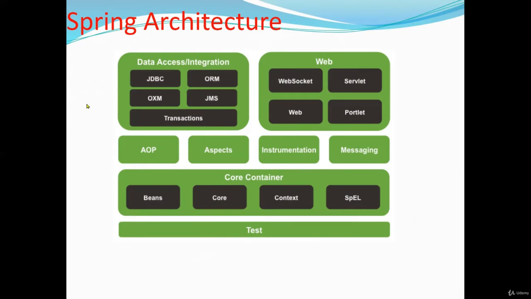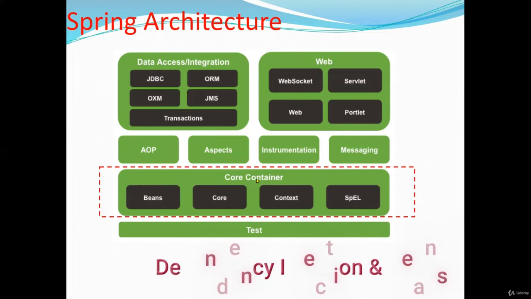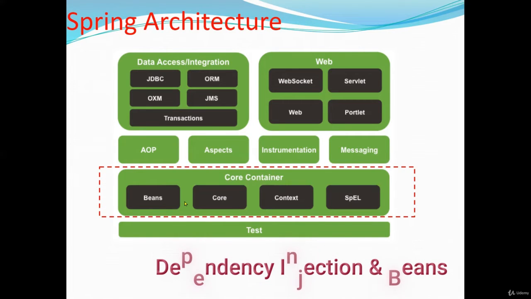See, as we see in this diagram, the main component or the main heart of the Spring Framework is the core container, where there are core features like beans, context, SpEL, etc.